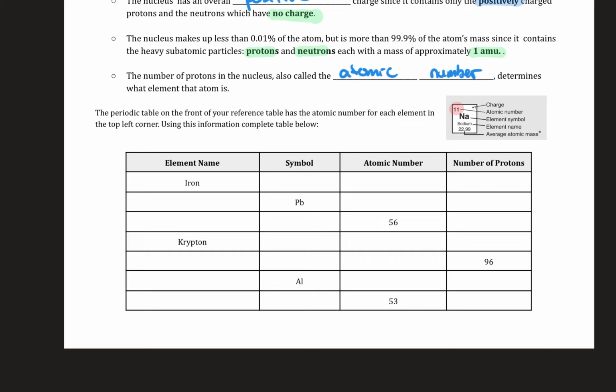Let's take a moment to get used to your periodic table. I want you to fill in the blanks with the missing element name, symbol, atomic number, and number of protons for each of these options below. Remember, the atomic number and the number of protons are always the same number. I'll pause for a moment to let you try this now.